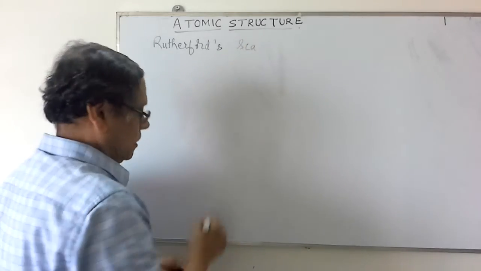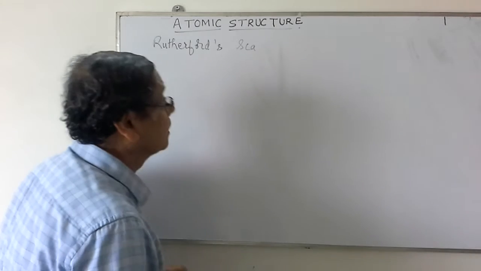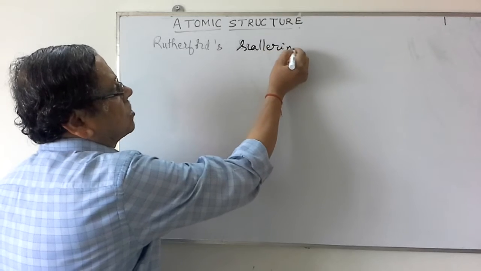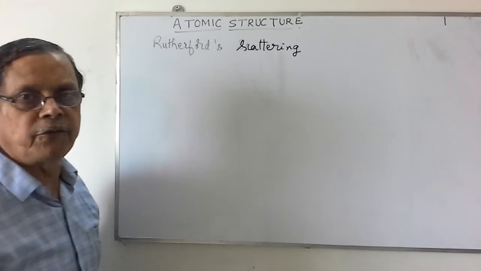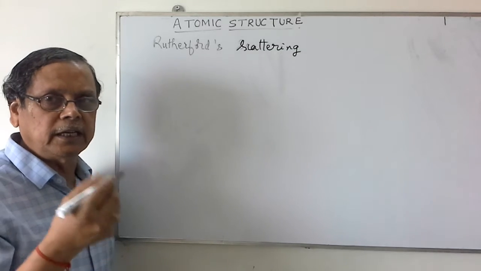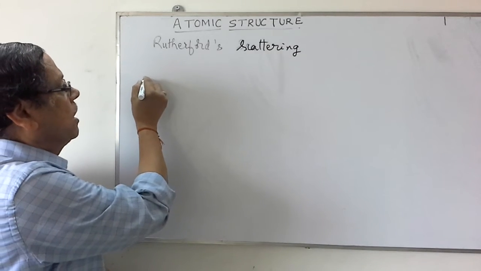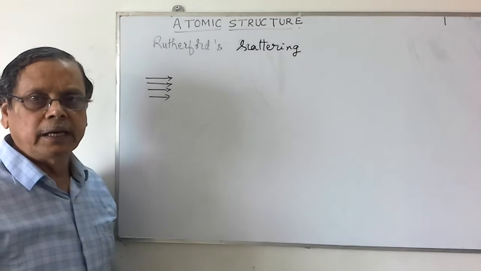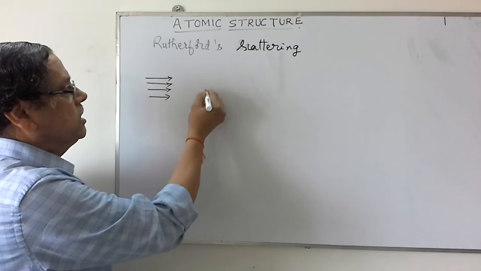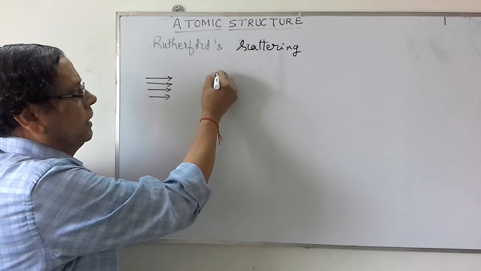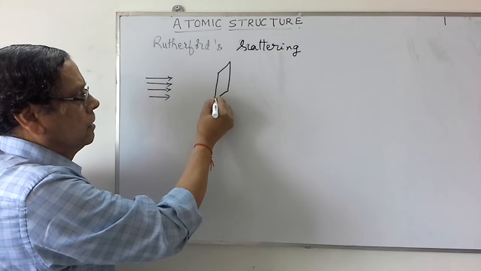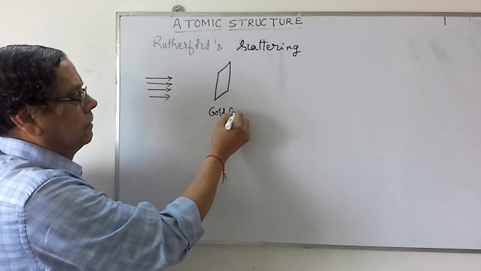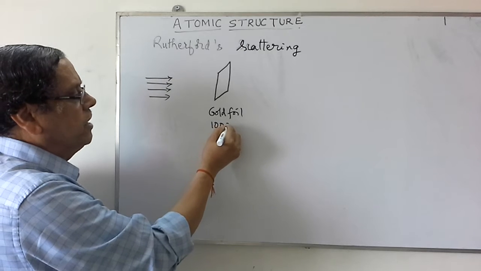scattering experiment. Rutherford's scattering experiment. This experiment was performed by Rutherford and his students. In that experiment, he considered the alpha particles or alpha rays. These alpha rays are produced from the radioactive element. When these radiations are passed through a thin gold foil, this thin gold foil is of the order of 100 nanometer thickness.